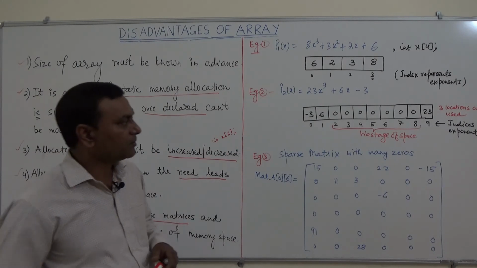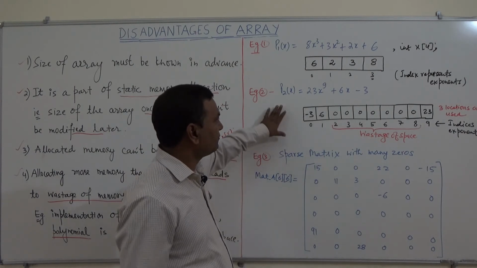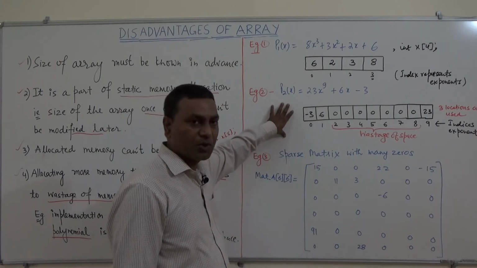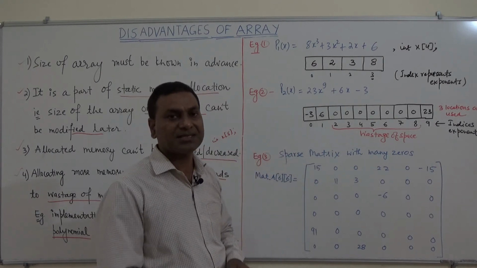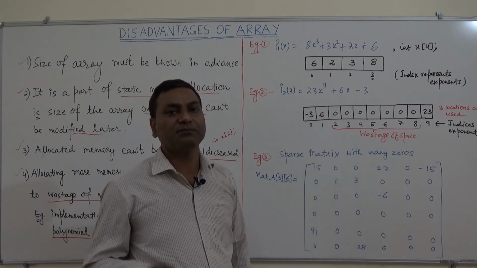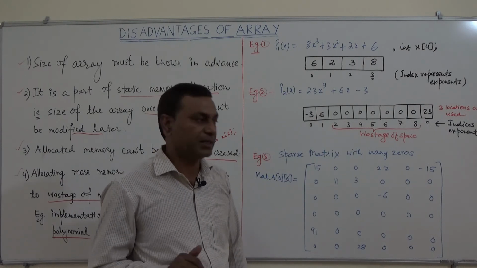So from here we can understand that it is clear, if we are implementing the polynomial using the array, there will be wastage of space. That's why polynomial implementation using array is not recommended, rather it is implemented using the linked list.